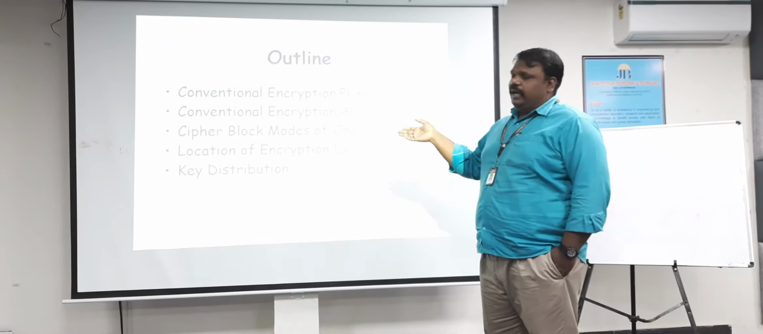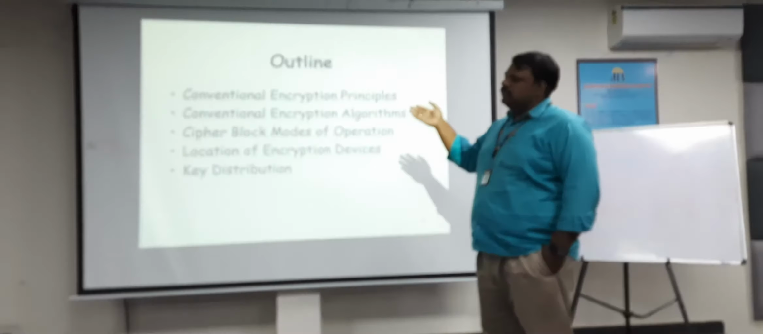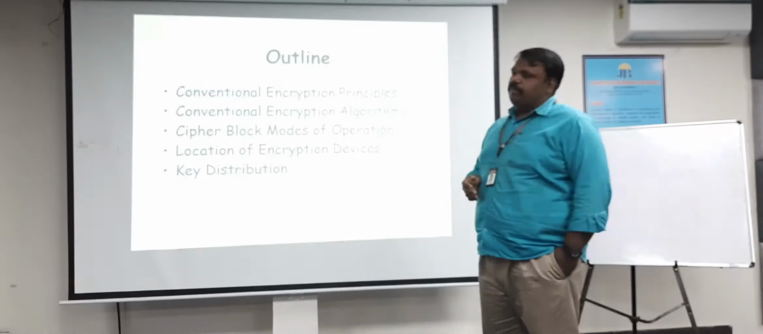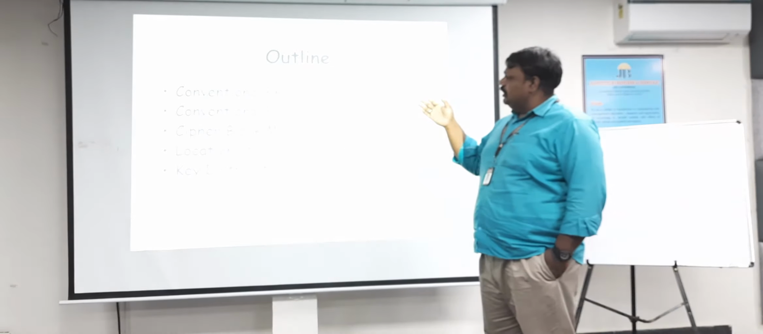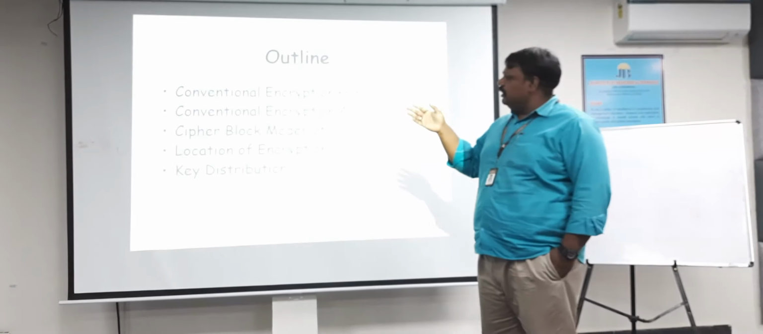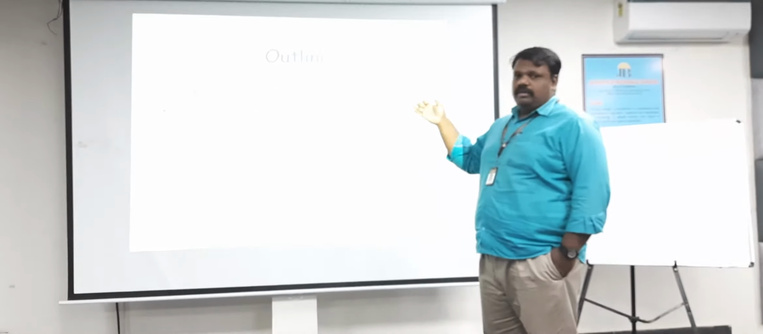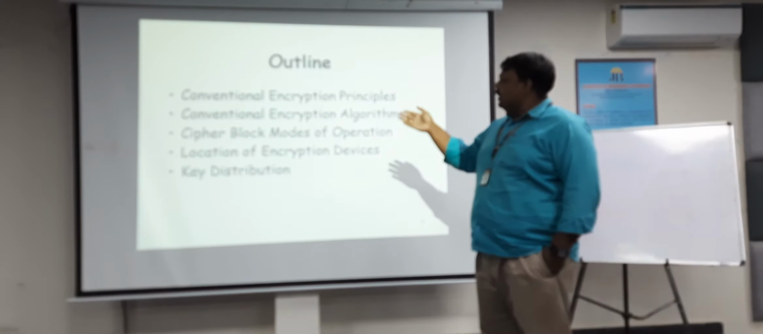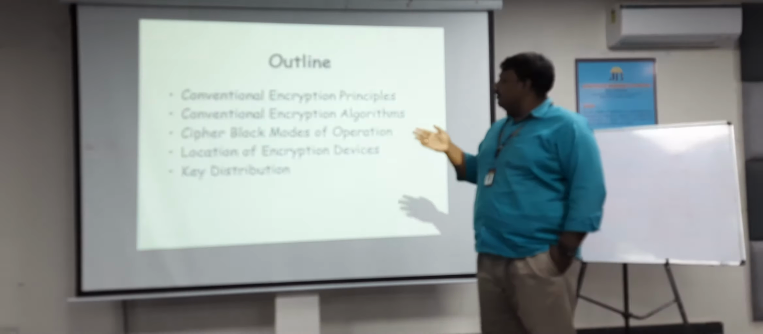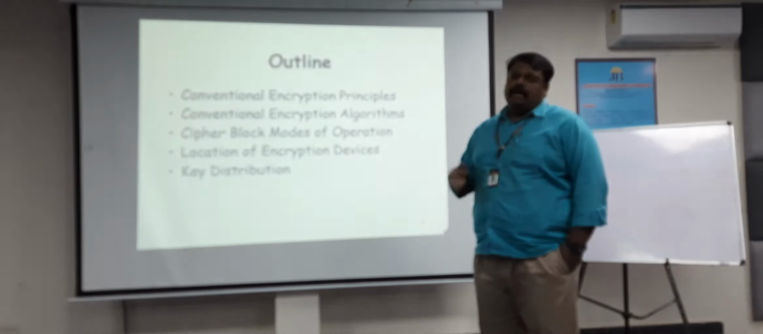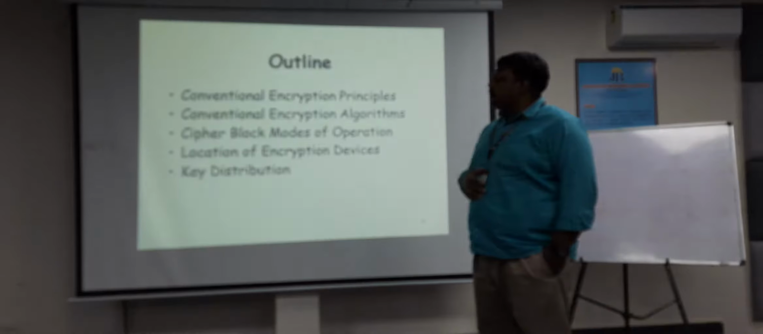So this is the actual outline of how this encryption method works in a proper manner. The conventional method, which is called the symmetric method, and the conventional encryption algorithm, that is the thing we are going to see here, and the various block modes of operation and the location of encryption devices. This chapter ends with the key distribution based algorithm.